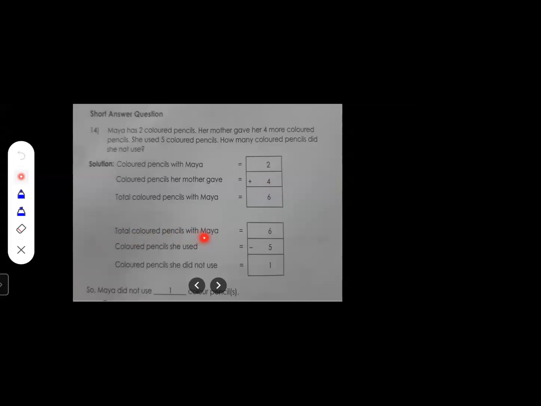Total color pencils with Maya. How many color pencils does Maya have in total? 6, right? So here it is written 6. Now the color pencils she used. How many did she use? 5, right? So we are going to do minus 5. 6 minus 5, what will be the answer? 1. So how many color pencils did she not use? 1. So here we have written 1. So Maya did not use one color pencil.